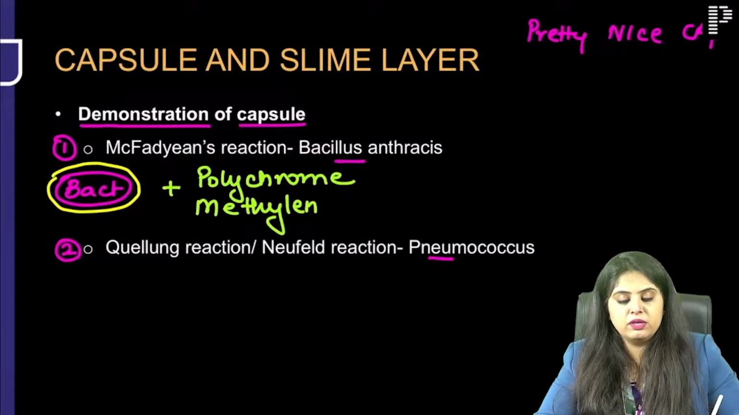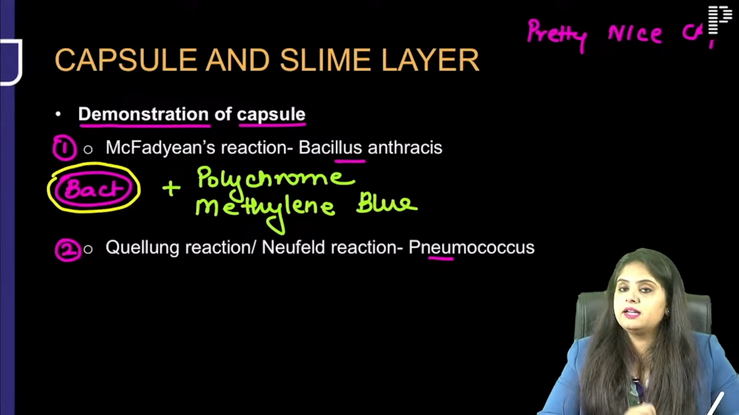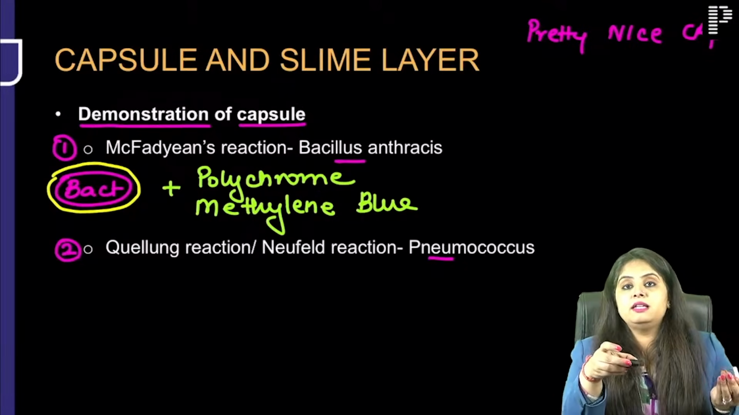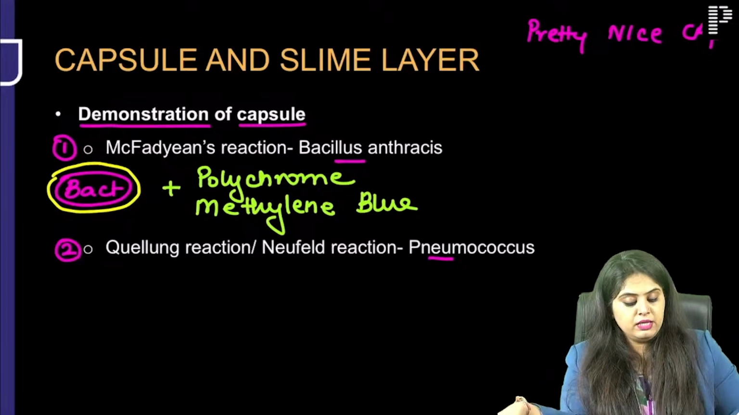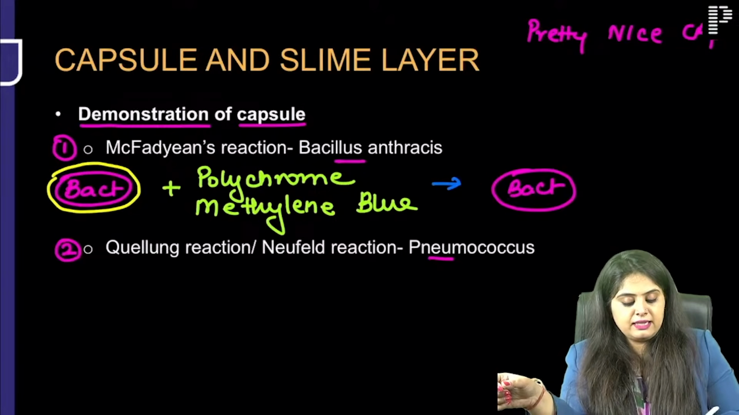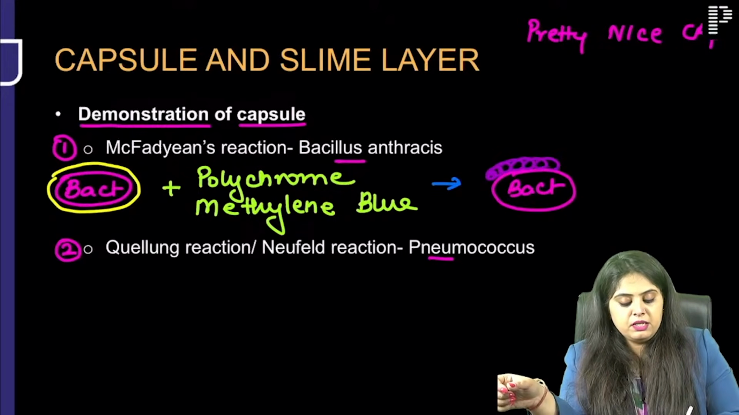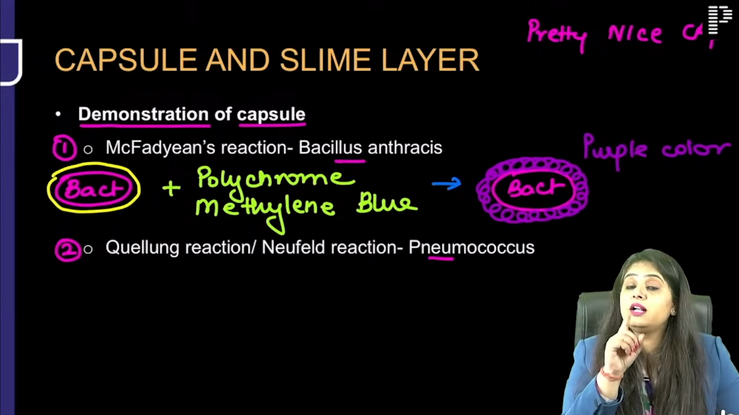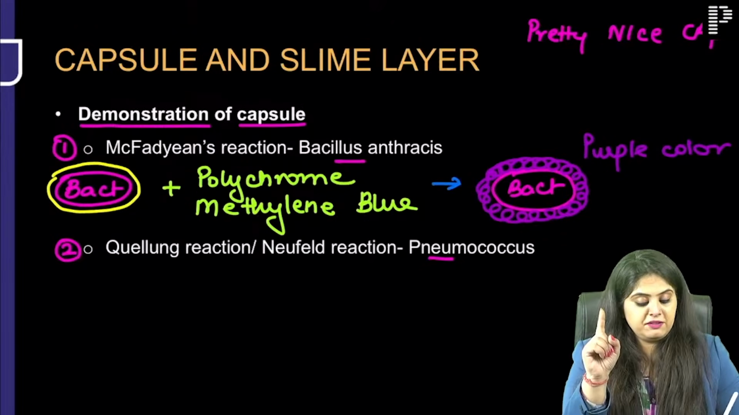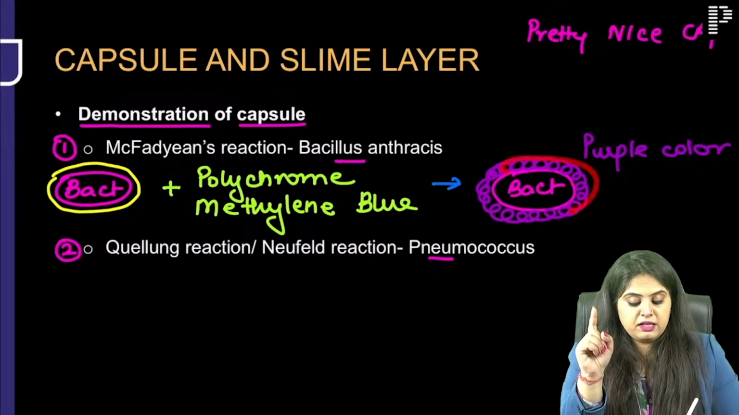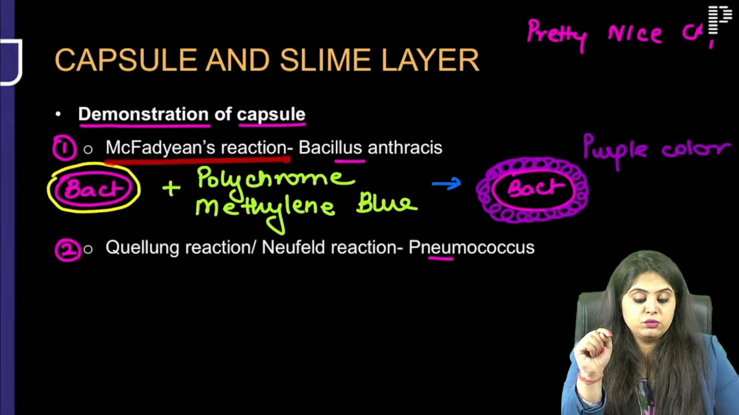What have you done? You are a microbiologist. You took a bacteria. Right now you don't know whether it has a capsule or not. To that bacteria I have added polychrome methylene blue. If I see this is a bacteria and now there is some purple color that has formed around it, you will say, that can only come if a capsule would have been there. If a capsule wouldn't have been there, this purple color would not have come. If purple color has come, this means there was a capsule. This is known as Macfadyen reaction.